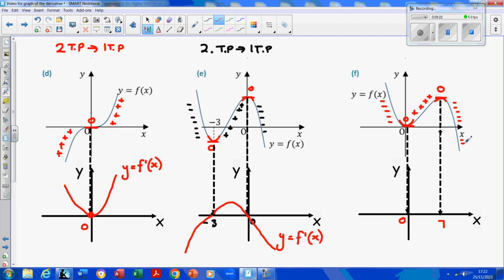Now we're going to use a double check. There's 2 turning points. 2 turning points go to 1 turning point. So we should end up with a parabola when I draw this. So before the turning point, it's negative, so we draw it below the axis.